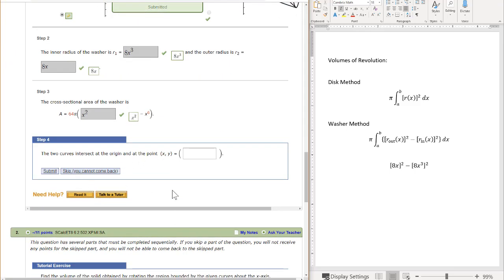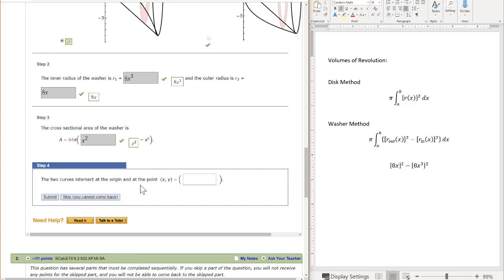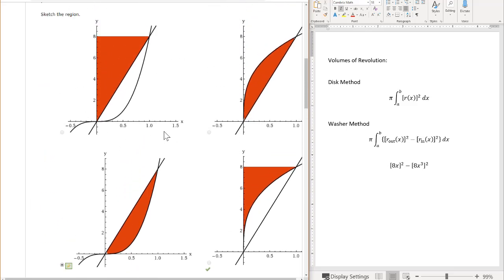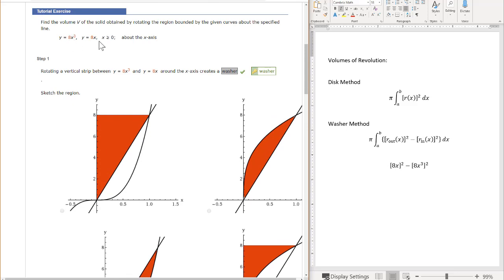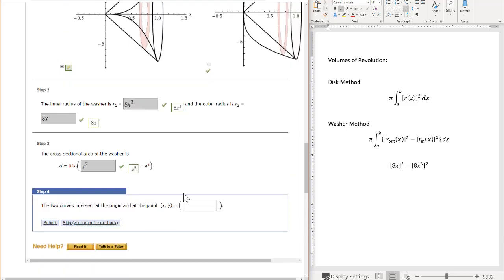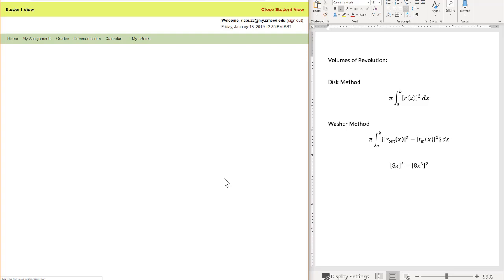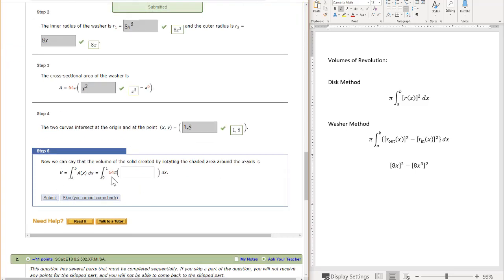The two curves intersect at the origin. So let's go back to the graph. They intersect here at the origin, and they intersect at 1 comma 8. If x is equal to 1, they're both equal to 8. So the point is (1, 8). And now we know the limits. With respect to x, we're just looking at the x values, so the limits are going to be from 0 to 1.